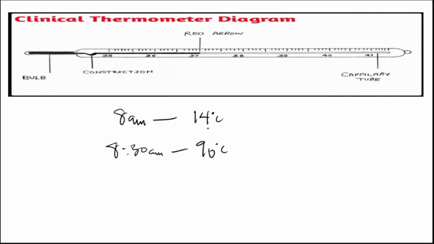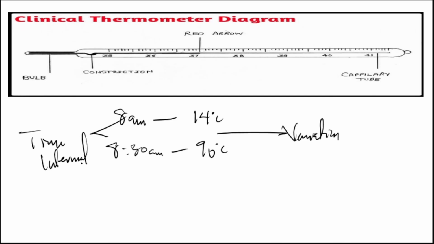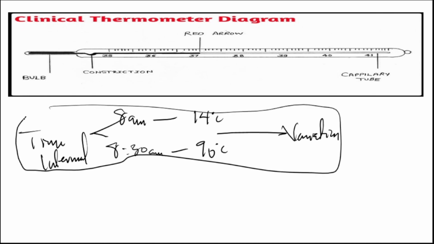Now, what can you see? You can see a variation, a change in degree with respect to the time interval. So what you are seeing here is, one, variation, and two, time interval. In this instance, you can see that a signal has occurred, because the two things we talk about when considering signals are variation and time.